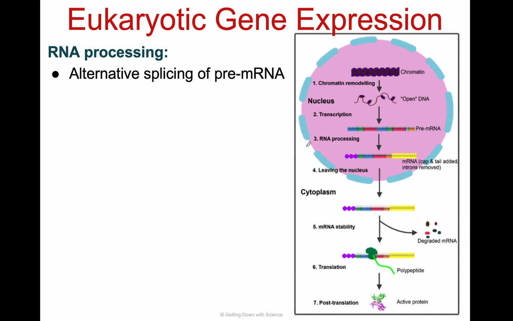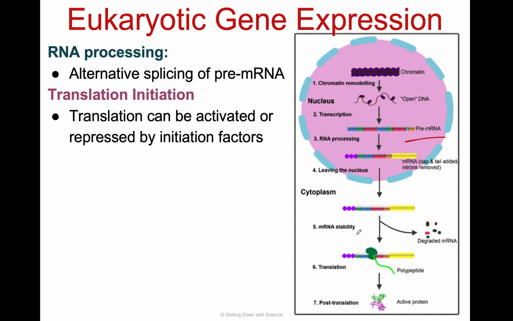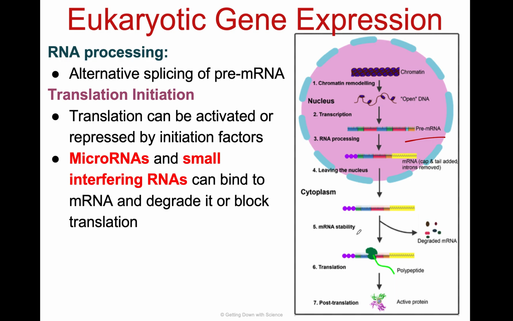RNA processing, right? Alternative splicing of RNA. Being able to take this pre-RNA and mixing it up to be able to produce different proteins. Translation initiation, right? It could be activated or repressed by initiation factors. MicroRNAs and small interfering RNAs combine to mRNA to degrade it or block it during translation.